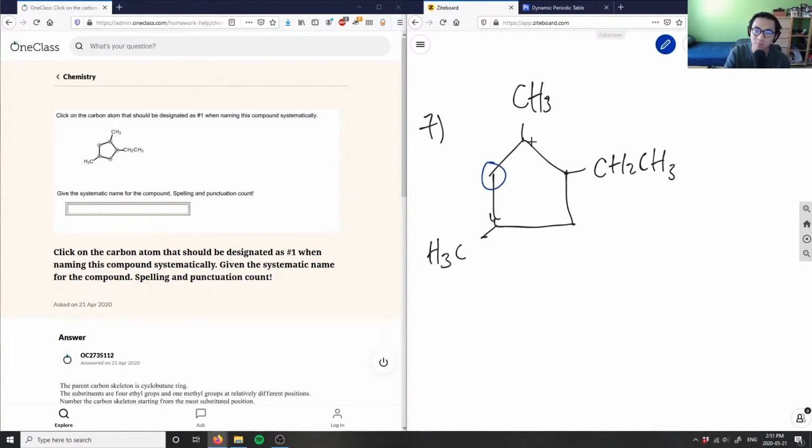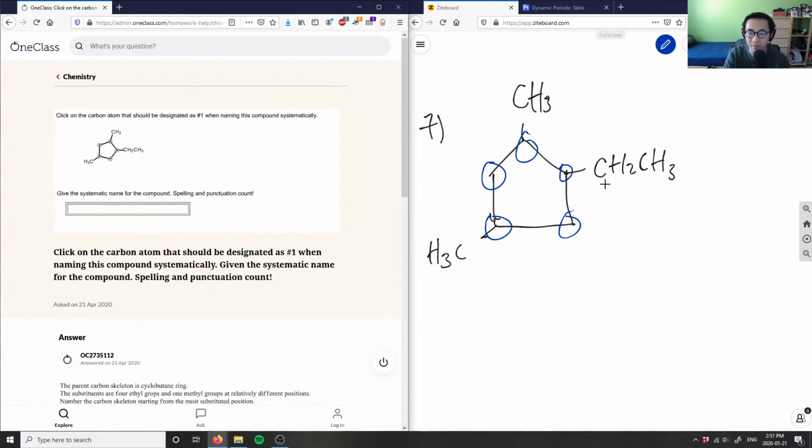So it's either this one, this one, this one, this one, or this one, right? Well, in this case, I'm looking at the parent chain here, which is simply the cyclo. This is a cyclopentane chain, right? So I have 5 of them here, which is actually, this here is false, right? So this is not a cyclobutane. It's actually a cyclopentane here. I have 5 carbons.